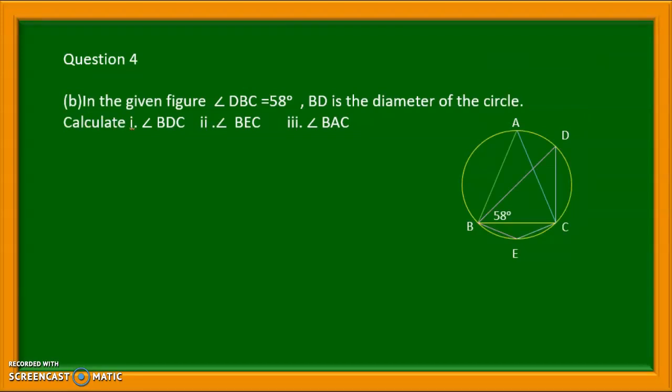In the given figure, angle DBC is given 58. DBC is which one? This angle is given 58. BD is the diameter passing through O. Okay. The diameter of the circle, calculate BDC. BDC is which one? This angle it is asking. Correct? This angle. And BEC, this angle also asking to find out. Correct? And one more, it is BAC, this one.